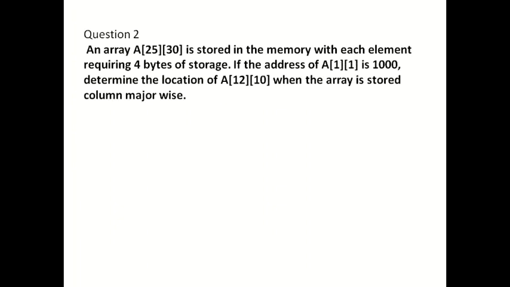Now let's see question number 2. We have an array A[25][30] stored in the memory with each element requiring 4 bytes of storage. If the address of A[1][1] is 1000, determine the location of A[12][10] when the array is stored column major wise. Now here the array is stored column major wise, so we have to use the formula of column major wise, which goes like this.